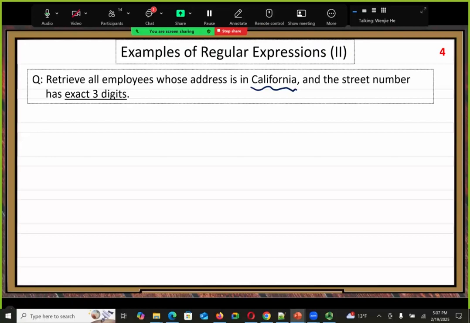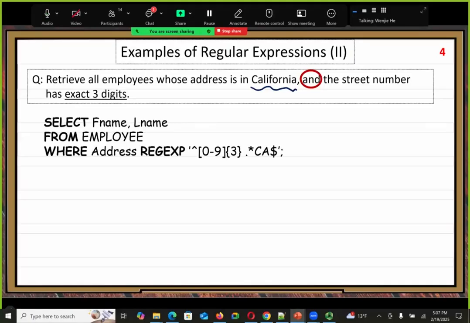Like operator, because it's too complicated. How do we represent exactly 3 digits in the LIKE operator? It's too hard. And here we have 2 properties we need to represent, so we need to consider this.